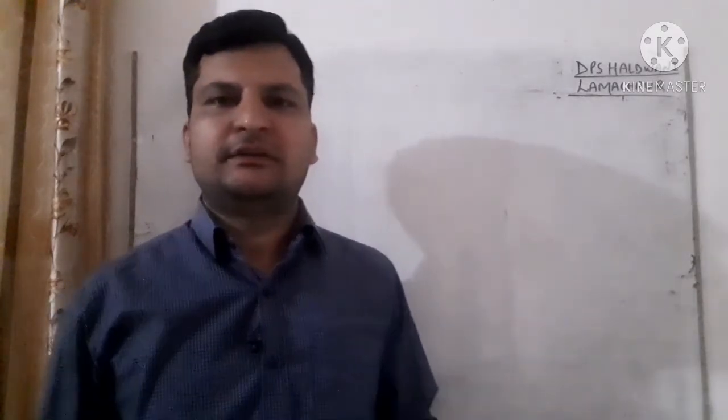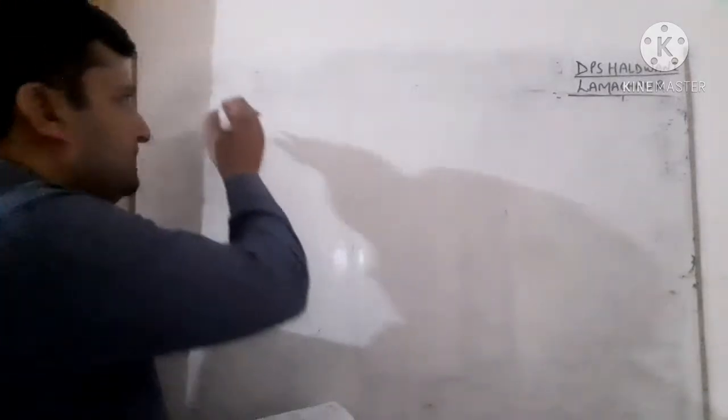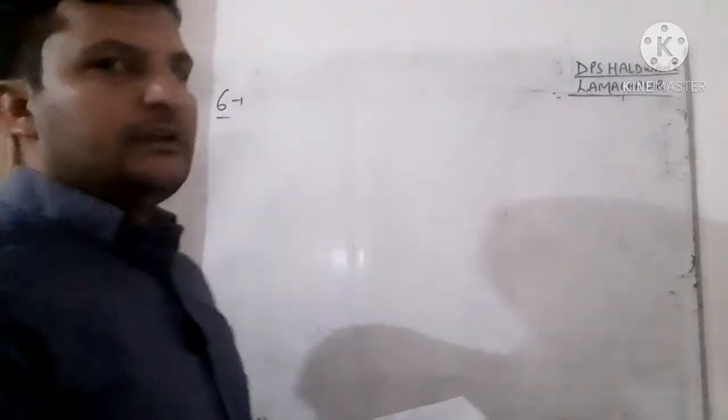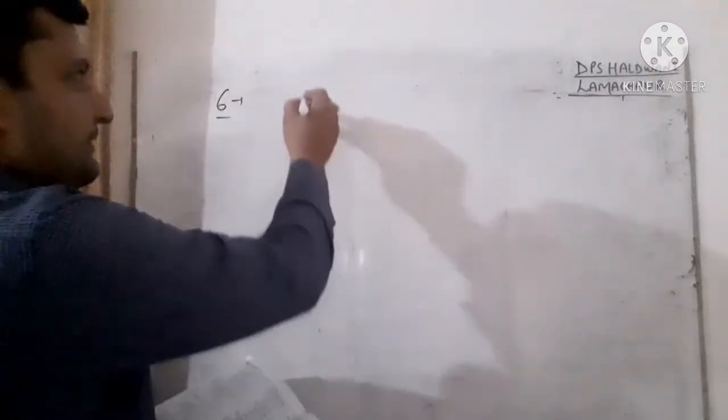Student, we have started exercise 12.2, that is of Heron's formula. Till the fifth question we have done. Now we will start question number 6. The question number 6 is this one, student. In this question, an umbrella is given like this.